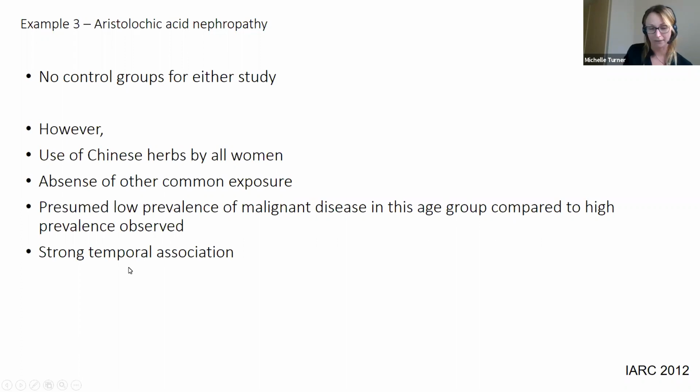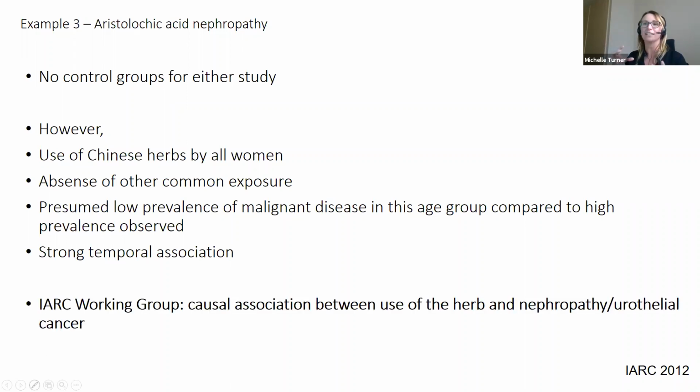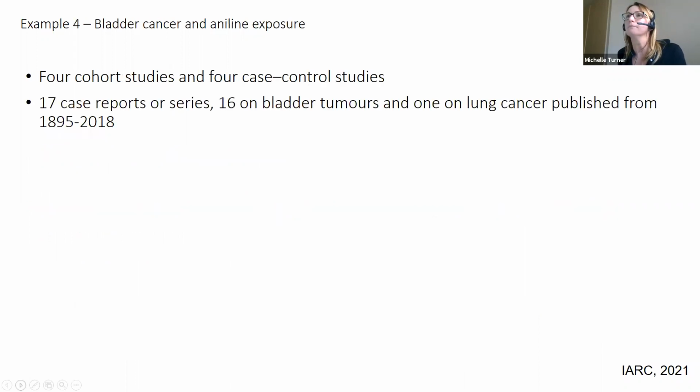They knew that the women had taken these pills. They even had information on their prescriptions from their doctors. So they had a very strong temporal association in these two studies. Combining all of those factors together, the IARC working group decided that these studies were enough to determine that there is a causal association between the use of these herbs and this advanced disease, including urothelial cancer. So that's a very rare example, but it does happen.